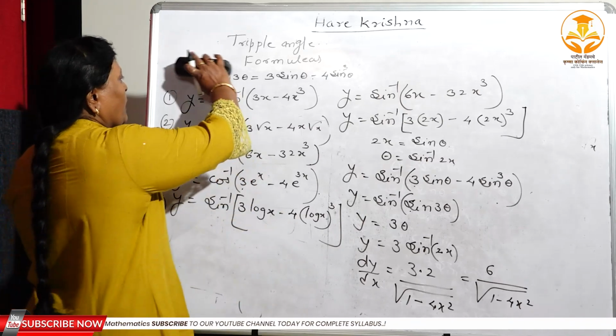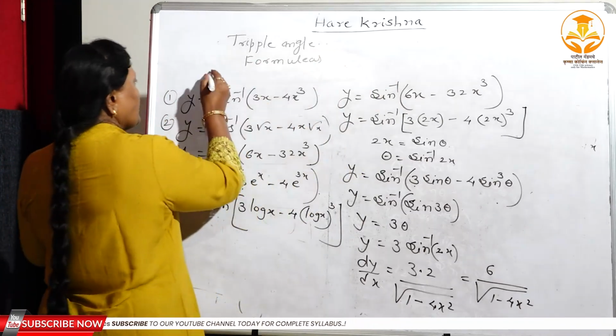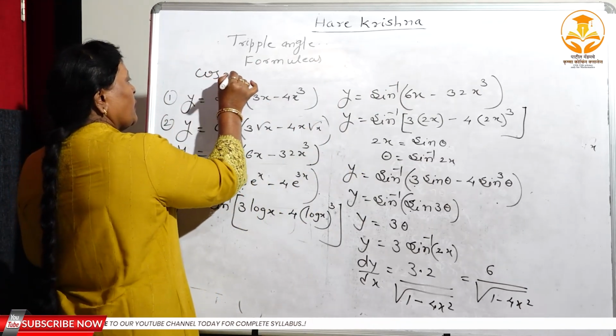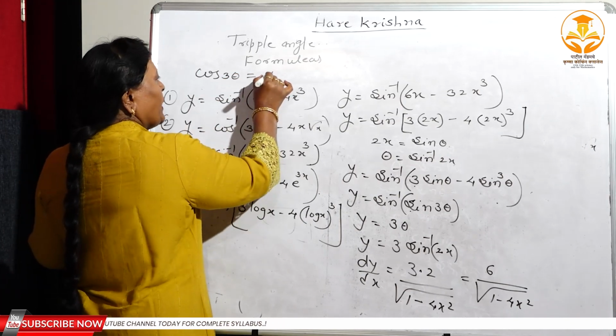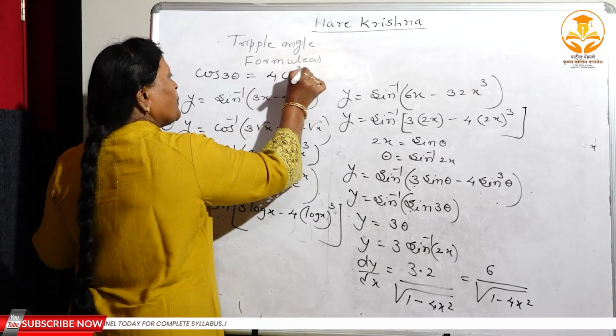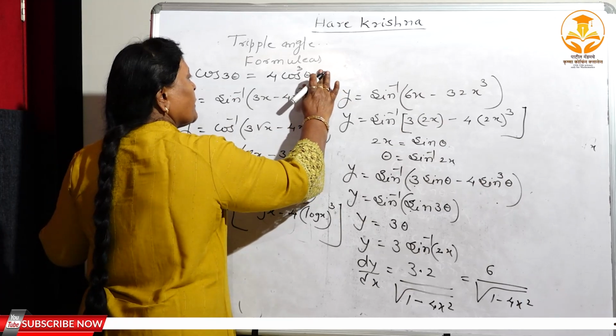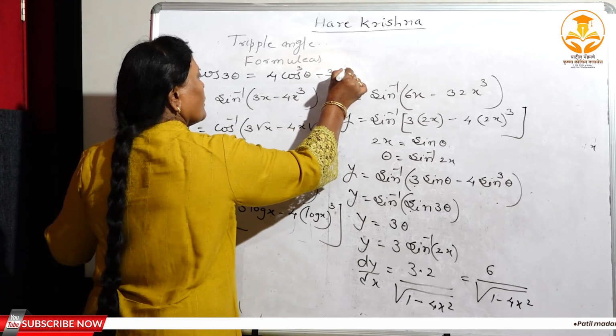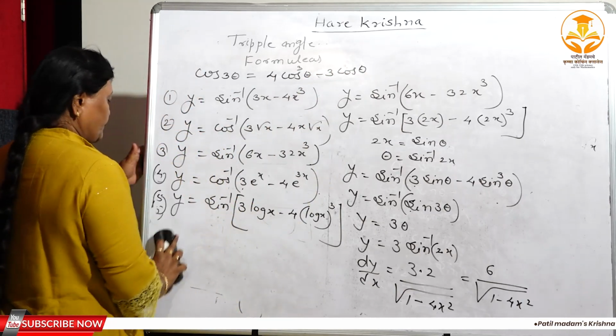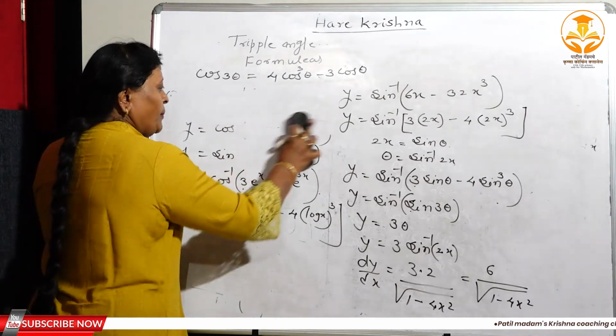So this is about sine 3 theta. Now I am going to take cos 3 theta. See, what is the formula of cos 3 theta? The formula of cos 3 theta is equal to 4 cos cube theta minus 3 cos theta. Right? See, again the fifth problem.